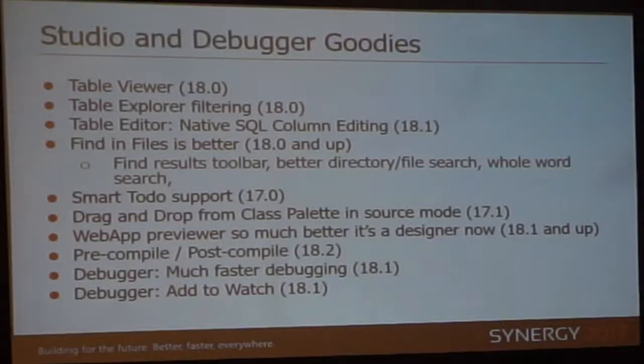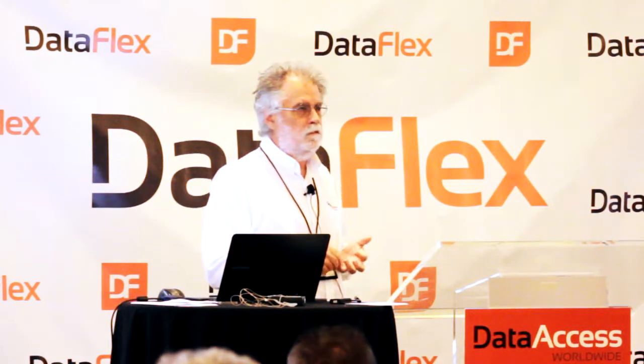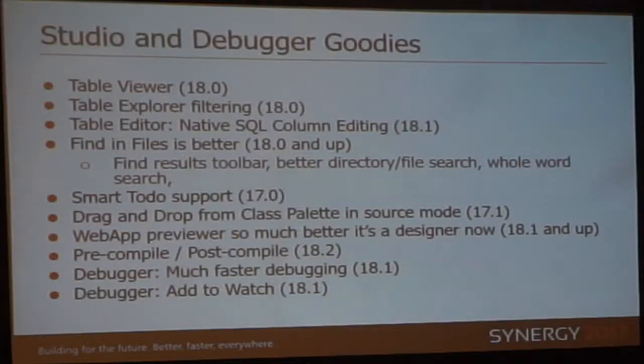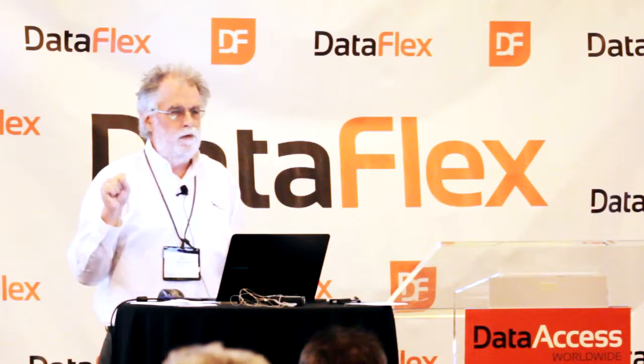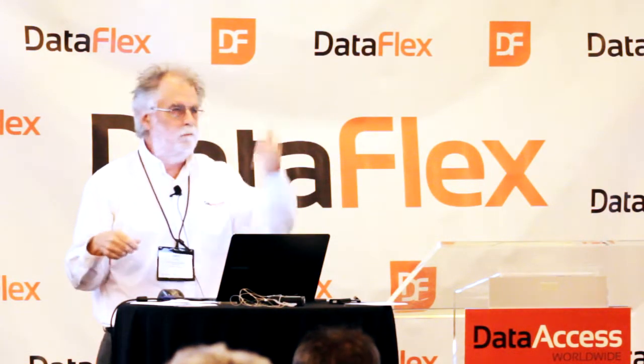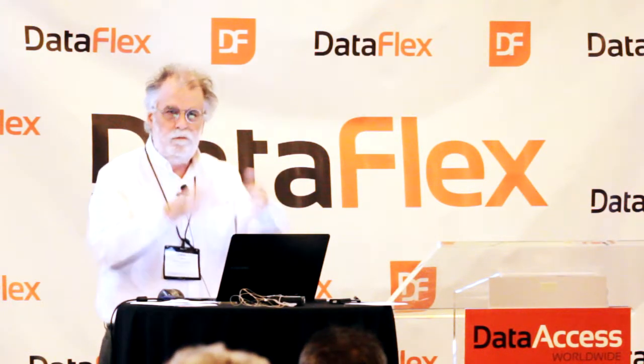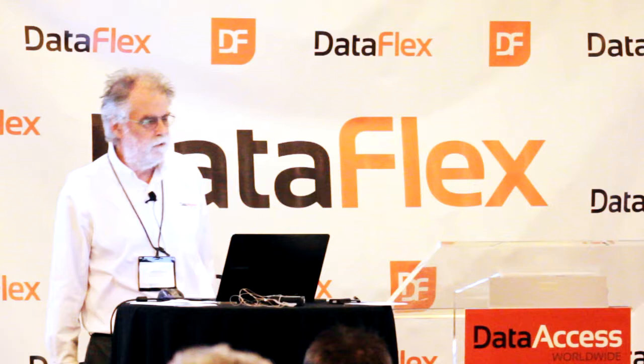Studio and the debugger keep getting better. We added this table viewer, which you've seen numerous times. Just bring the table up and you can just see what's in there. That was a big missing feature from the Studio. There's this thing called Table Explorer filtering where you can filter what tables are displayed, because what we always show you is our 20 tables or 10 tables, and it looks great in a tree view. When you've got 300 tables, that tree view gets kind of big. There are ways to filter that.